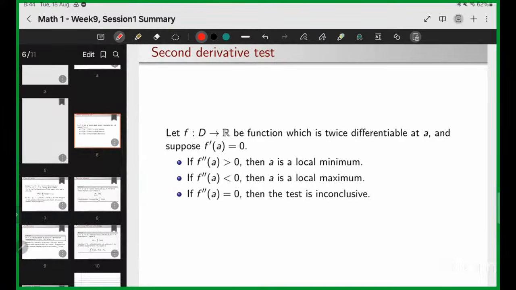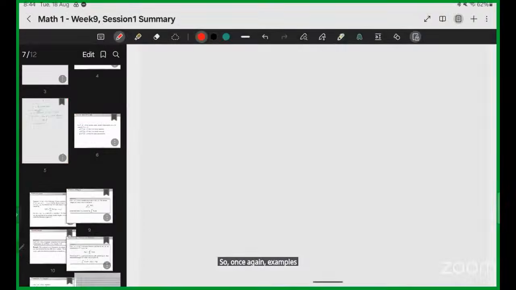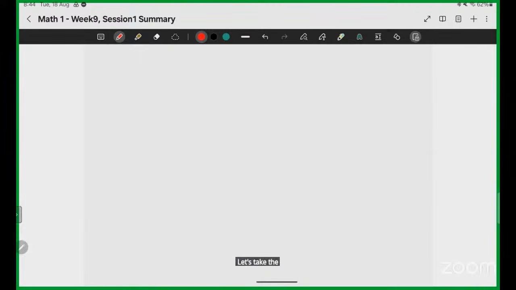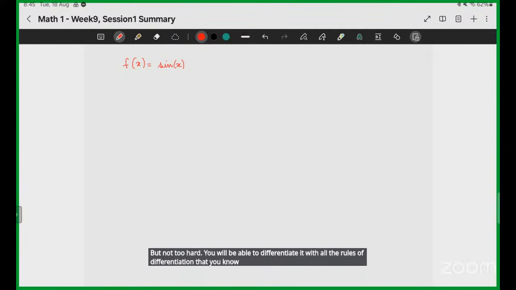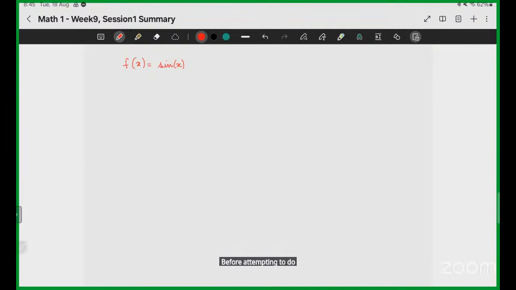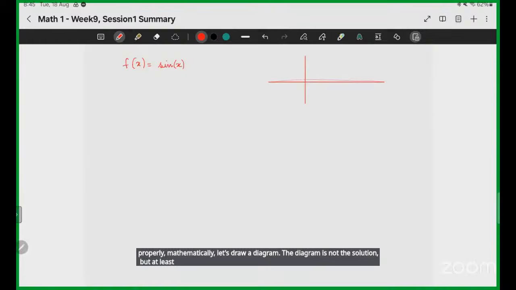So once again, examples. Let's take the function f of x is equal to sine x. Find out and classify all the critical points. We have taken a very simple function just since it's the first function that we're dealing with. Typically, the functions that you'll be given will be harder, but not too hard. You will be able to differentiate it with all the rules of differentiation that you know. Before attempting to do it properly mathematically, let's draw a diagram. The diagram is not the solution, but at least it'll give us an idea of what to look for.